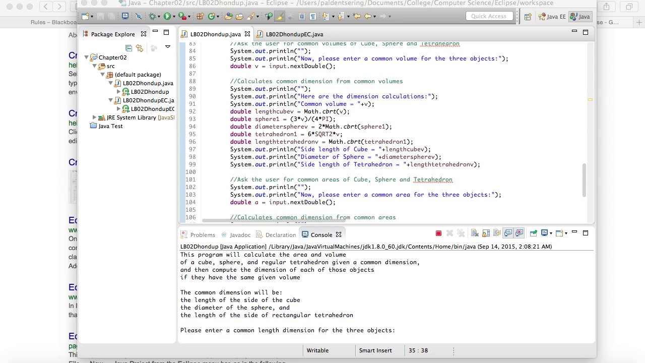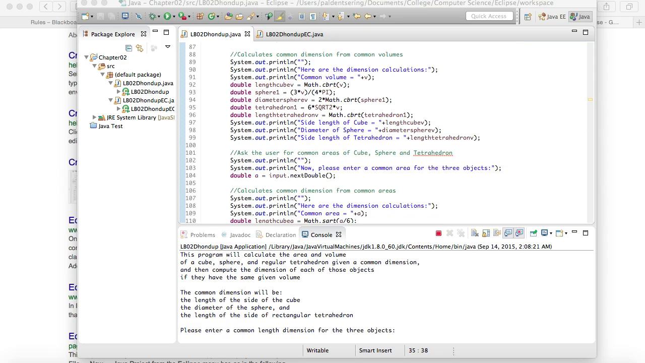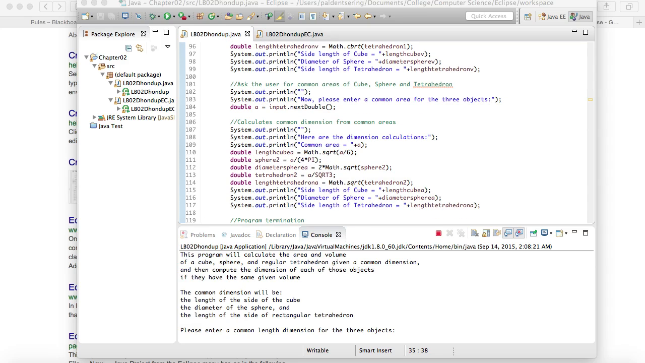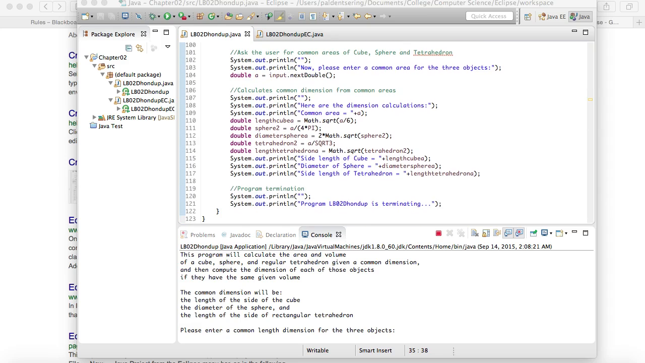Then after it shows you all the common lengths based on the common volume, it's going to ask you for the common area, and it's the same thing as the common volume. I just solved for x from the area formula, and then you get the formula for the common length, and I input those in there, and it'll tell you all the common lengths. After that, it's going to say the program is terminating.